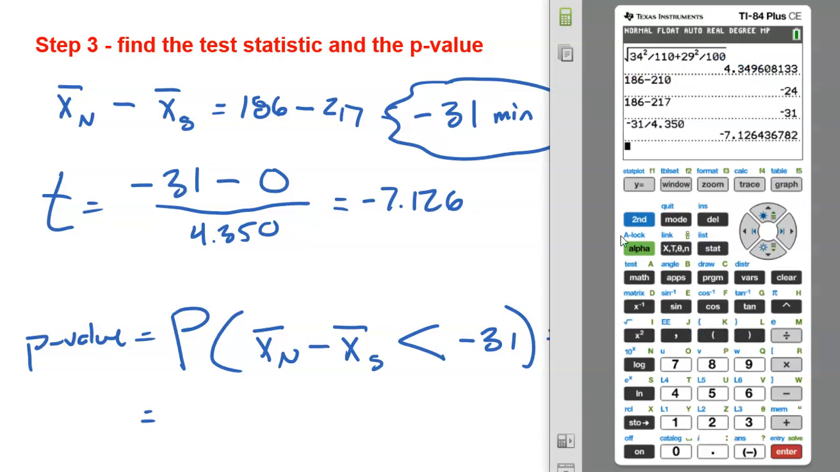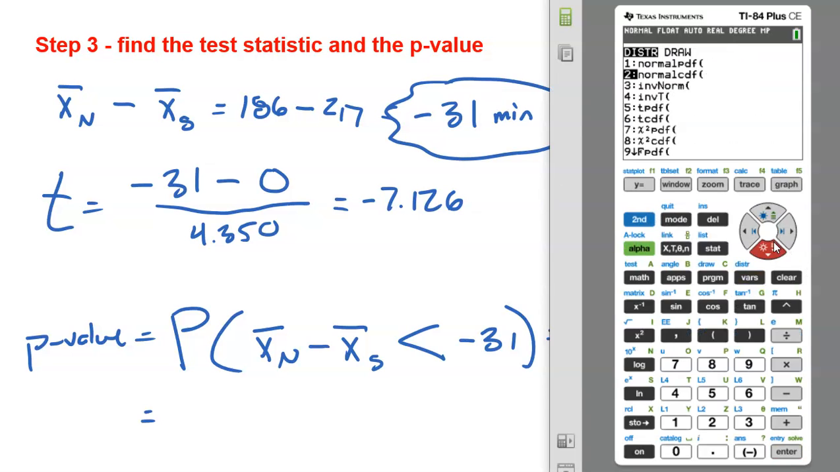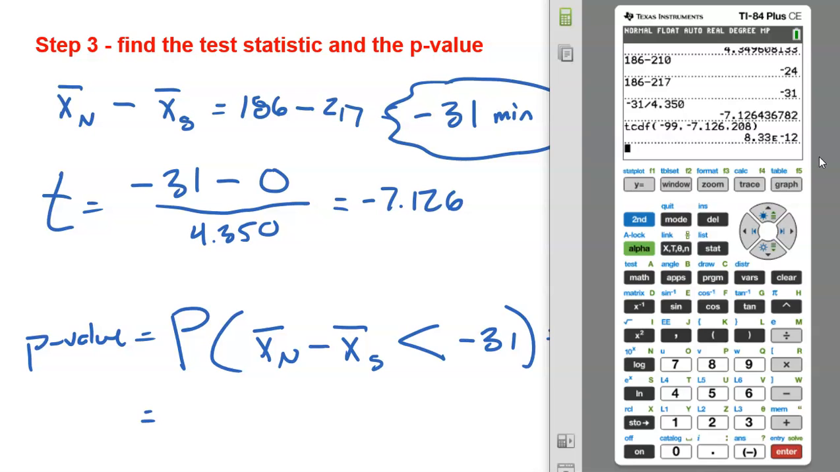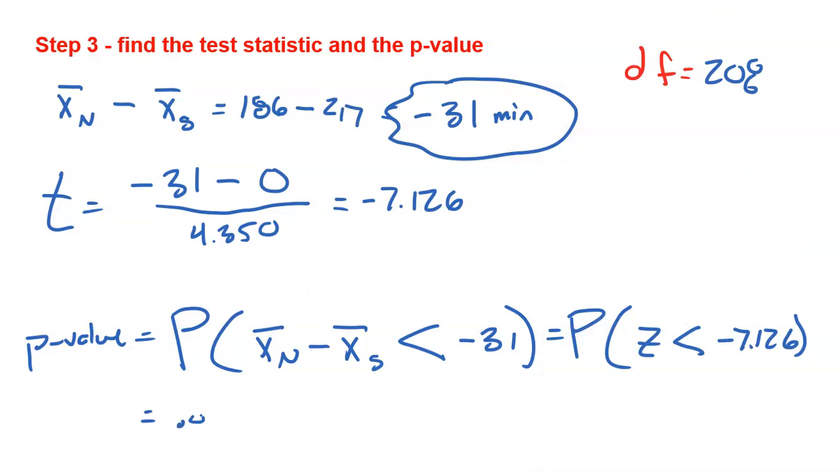Now, when I go to my calculator, I'm going to need the t-CDF. So I'm going to scroll down to number 6, t-CDF. I'm going to start at negative 99 because I'm going to look way below my t-score of negative 7.126. And then I type in those 208 degrees of freedom. And I get a p-value of 11 zeros, 833. So 1, 2, 3, 4, 5, 6, 7, 8, 9, 10, 11, 833. That is an extremely low p-value. That means my sample was extremely significant.